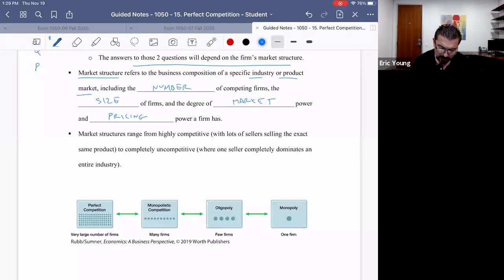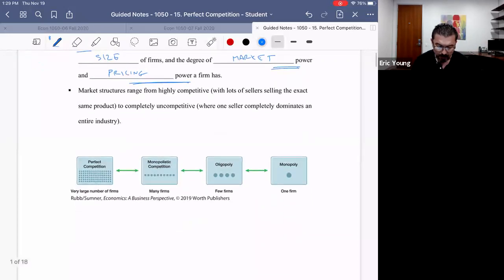Okay, so we're taking a look at how many firms are competing in an industry, a lot or a few, or maybe just one. How big are these firms? Do these firms face a lot of competition or very little competition? Do they have a lot of power in their market or very little? Do they have a degree of power over the price decision? So these are some of the criteria that define a market structure. Okay, there's 4 of them.